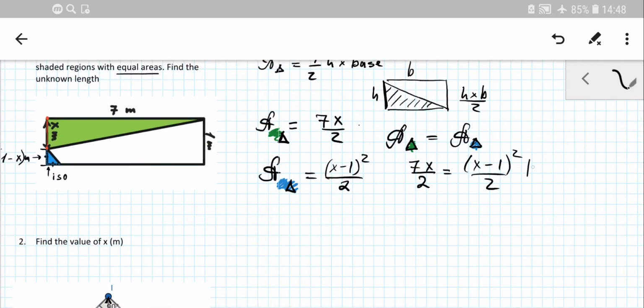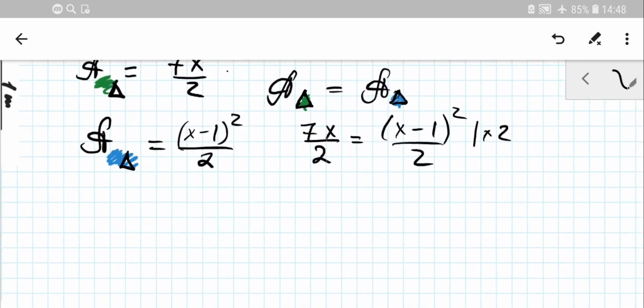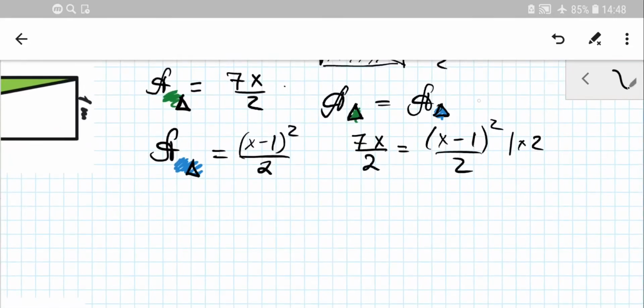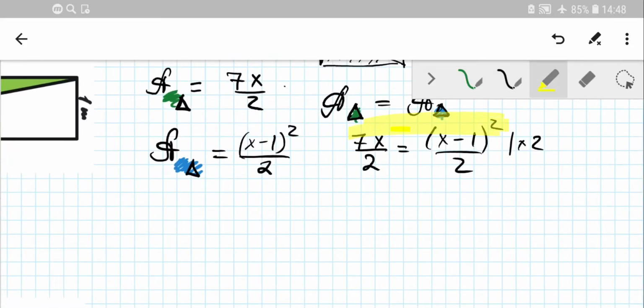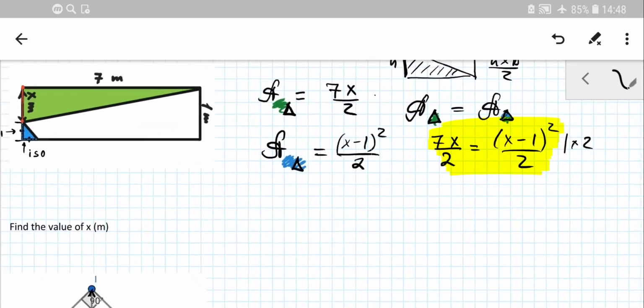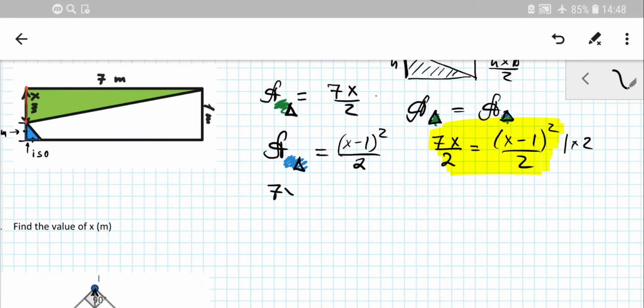So we can multiply by 2, so we can simplify that. And now this is the basic equation for us. So we're left with 7x equals (x minus 1) squared, which we expand: x squared minus 2x plus 1. So make sure you remember how the expansion works. If not, just simply multiply x minus 1 by itself and expand the brackets.